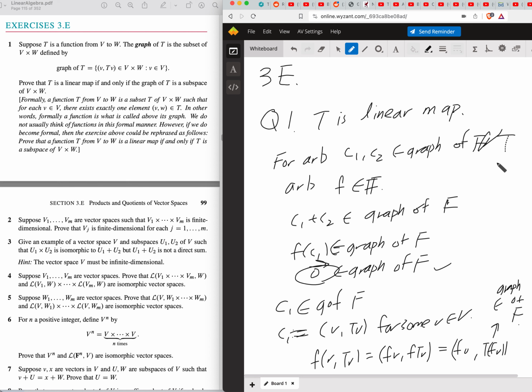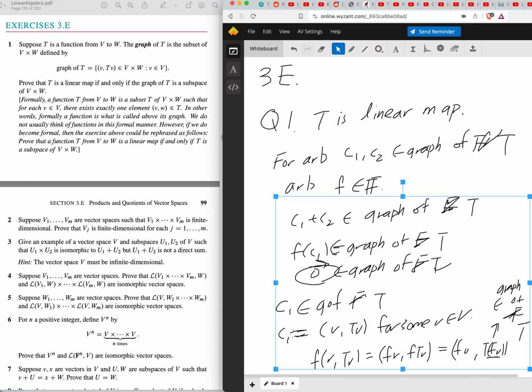Sorry, in the graph of t. What am I doing? These are all t's. All right. So that's quite clear. And the reason is because f times v is definitely still in the vector space v, because vector spaces are closed by scalar multiplication. The stupid way to think about it in this textbook is that subspaces are closed by scalar multiplication, and a vector space is technically a subspace of itself, so it's also closed by scalar multiplication.